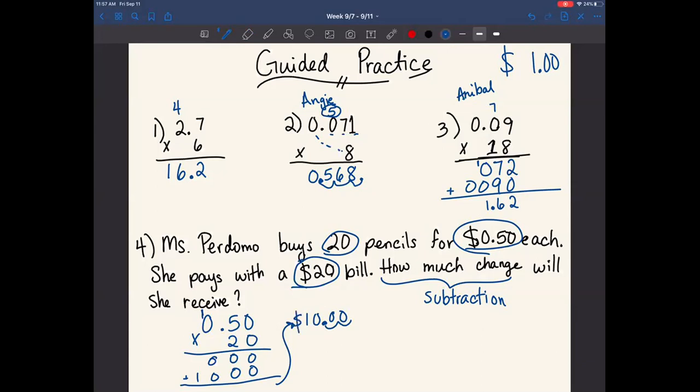Now I'm going to do my subtraction. So I'm going to do 20 minus 10. This one is really easy. They give you $10. It will be $10, right? Because all the zeros just come down as 0. And then 2 minus 1 is 1. So my change is $10.